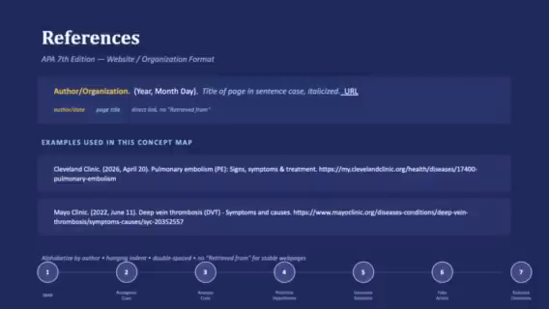Last, my references follow APA 7th edition formatting. For a web page from an organization, the format is author or organization, then the date in parentheses, then the title of the page in sentence case and italicized, and finally the direct URL. No "retrieved from" needed for stable web pages. References are alphabetized by author using a hanging indent and are double spaced. I use Cleveland Clinic and Mayo Clinic as my 2 sources and formatted them exactly this way.